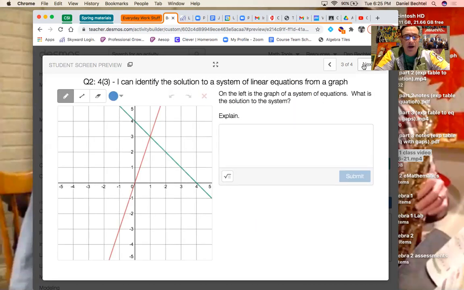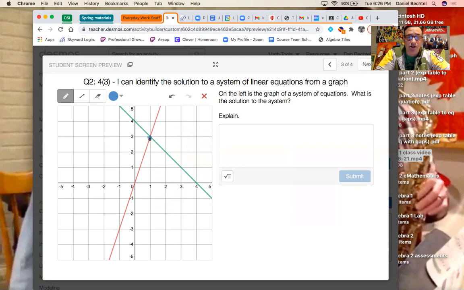Next, now I got a problem here about identifying the solution to a system of equations from the graph. On the left is the graph of a system of equations, 2 lines here. What is the solution to the system? Okay, guys, there are 2 lines graphed. This is all of the solutions to the equation with the red line. This is all the solutions to the equation with the green line. The place where they intersect, that is the solution to this system.